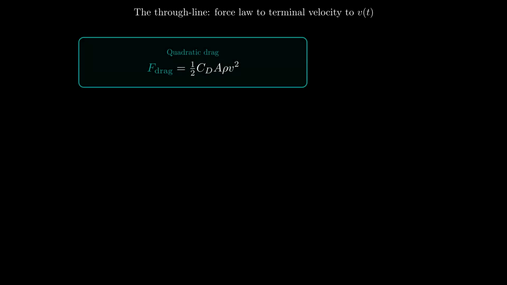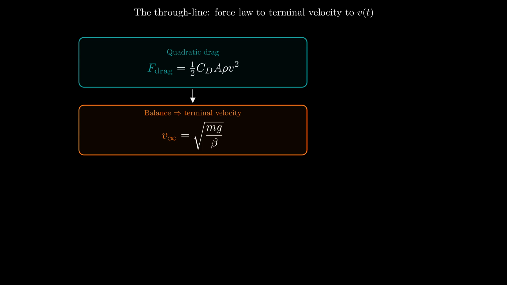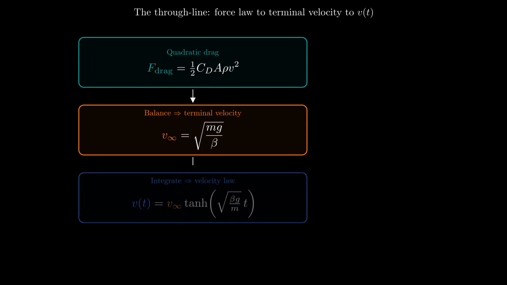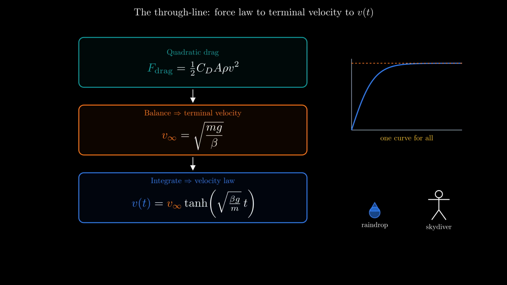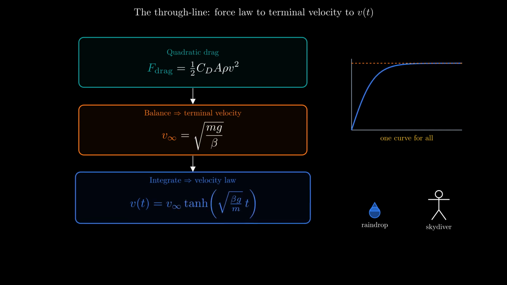Let us tie it together. Quadratic drag grows with the square of speed, so a falling object cannot accelerate forever. Balance drag against gravity and you get the terminal velocity, the square root of mg over beta. Integrate the full equation of motion with partial fractions and the velocity emerges as the terminal velocity times the hyperbolic tangent of the square root of beta times g over m times t. From a raindrop to a skydiver, that single curve, rising and then leveling off, governs how anything falls through air.